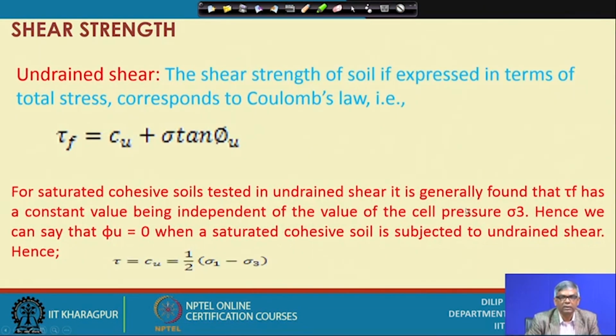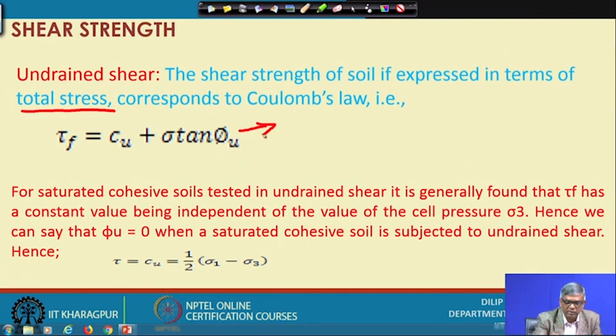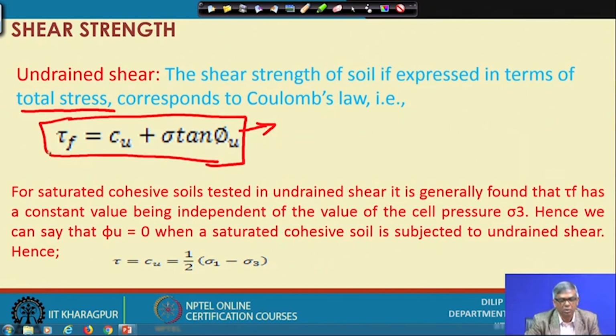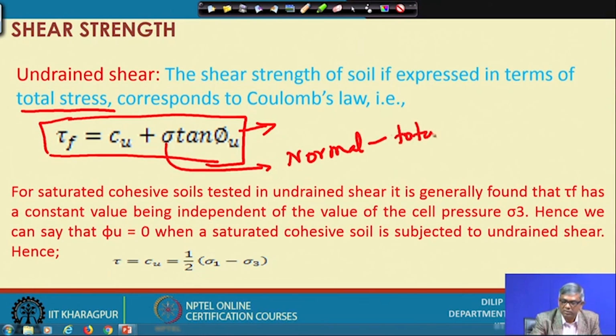Now, when we consider the undrained shear strength of soil expressed in terms of total stress, that means phi u and C u, then your shear strength equation is this: tau f will be C u plus sigma tan phi u, and this sigma is a normal stress, and that normal stress is also the total normal stress.